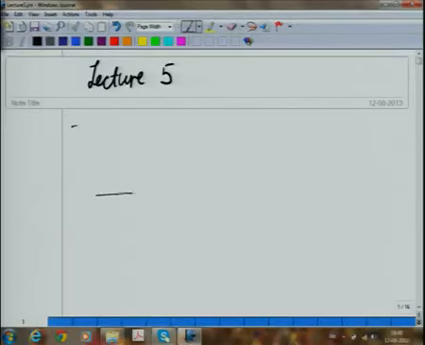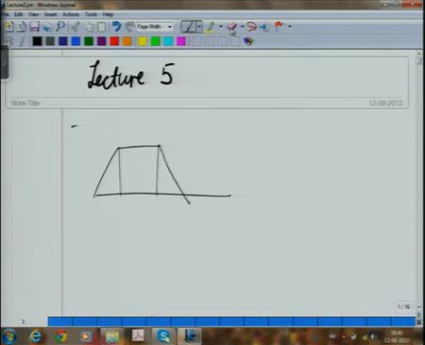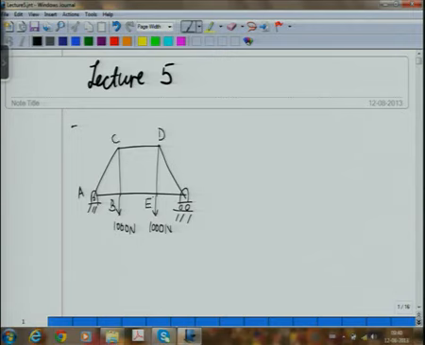We had a truss which was of this shape. So, we called it A, B, C, D, E, F.